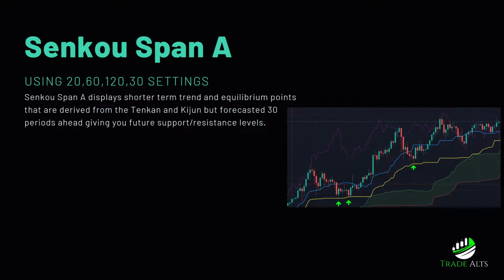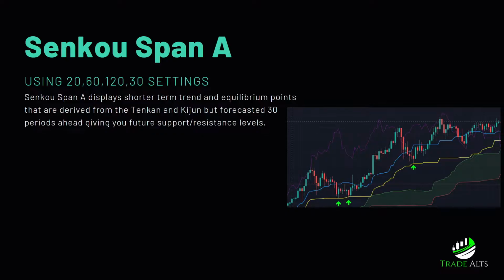So on to Senkou Span A, which again is the green line. So this is the green line that you see here. And I'm gonna discuss things in terms of using the doubled settings that I like to use for crypto. So when I'm trading crypto, which is mostly what my channel is about, typically most often you'll find me using the doubled settings, which is 20, 60, 120, 30.